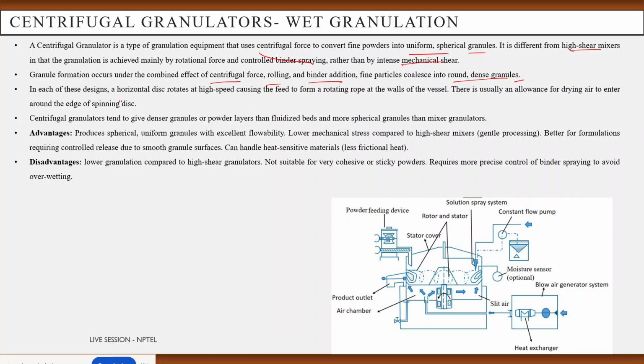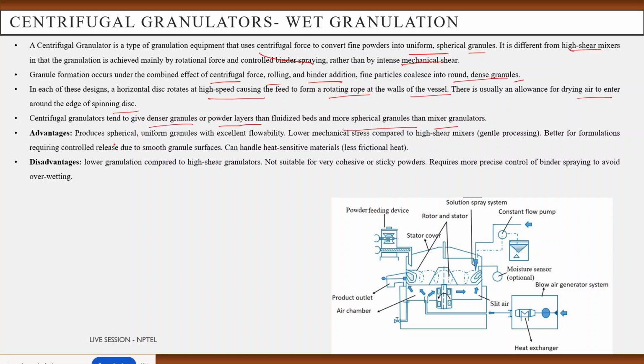In each of these designs, a horizontal disc rotates at a very high speed, causing the feed to form a rotating rope at the wall of the vessel. There is usually an allowance for drying air to enter around the edge of the spinning disc. The centrifugal granulator tends to give denser granules than the fluidized bed, and more spherical granules than the mixer granulator.